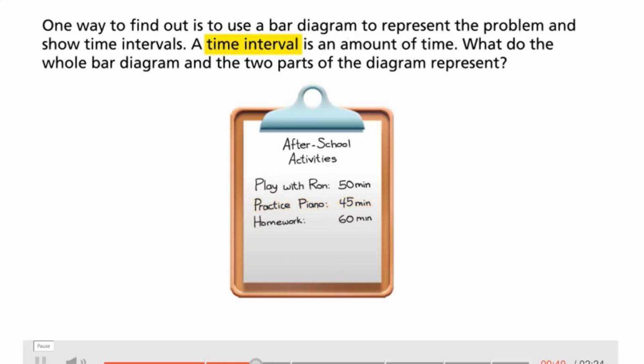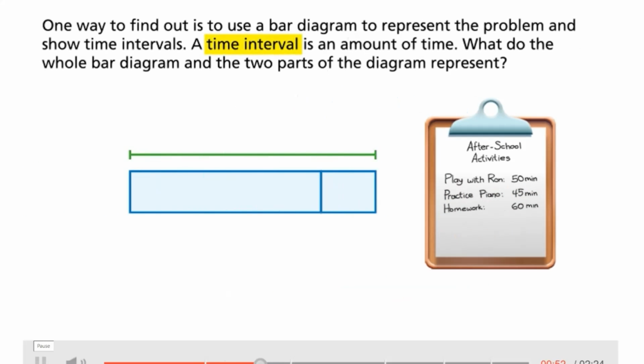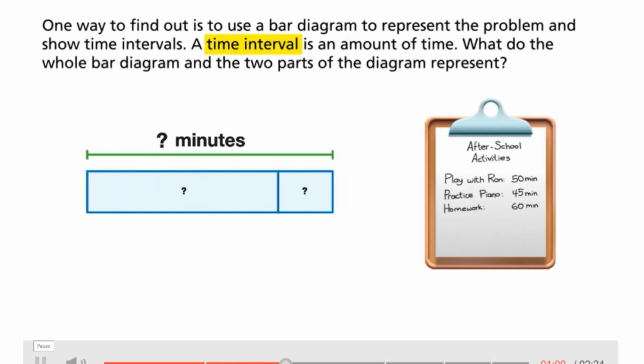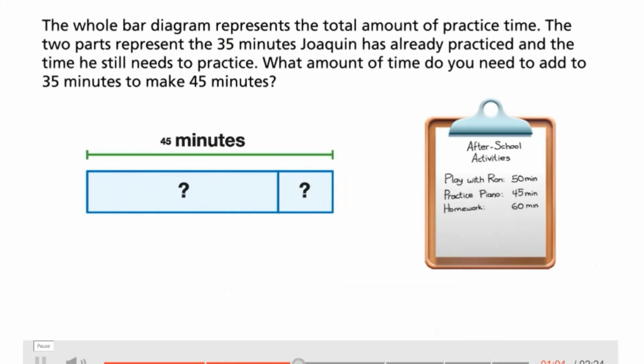One way to find out is to use a bar diagram to represent the problem and show time intervals. A time interval is an amount of time. What do the whole bar diagram and the two parts of the diagram represent? The whole bar diagram represents the total amount of practice time. The two parts represent the 35 minutes Joaquin has already practiced and the time he still needs to practice.